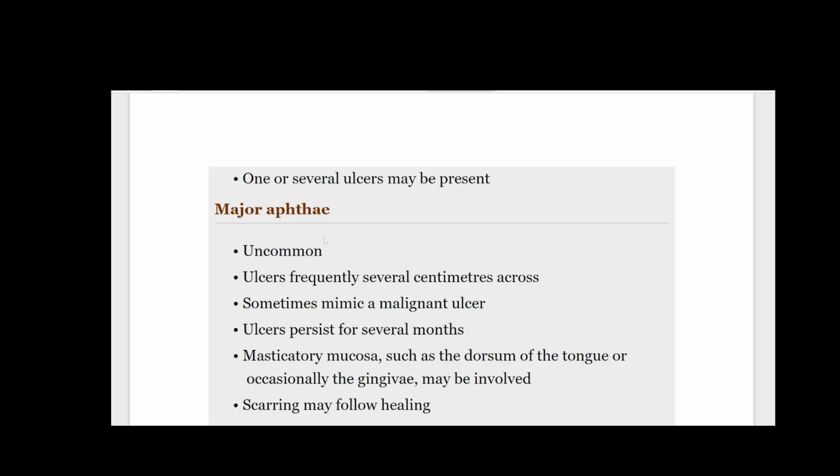Scarring may follow healing. Herpetiform aphthae, uncommon: non-keratinized mucosa affected. Ulcers are 1 to 2 mm across, dozens or hundreds may be present, and may coalesce to form irregular ulcers, with widespread erythema around the ulcers.